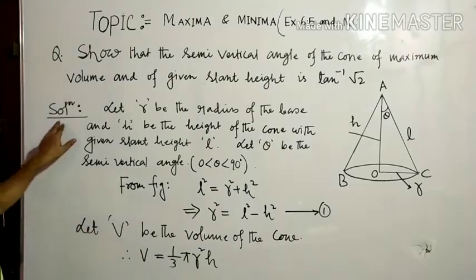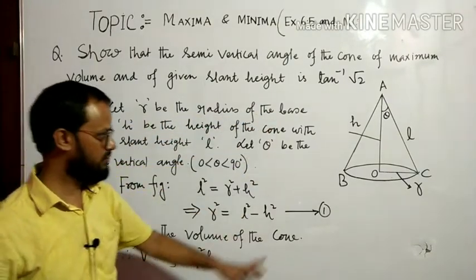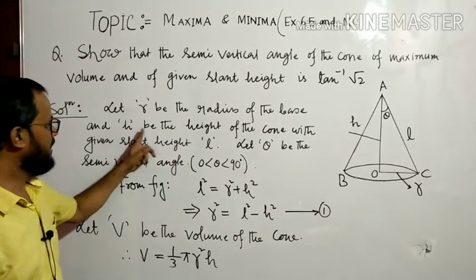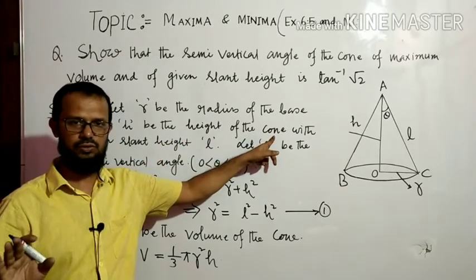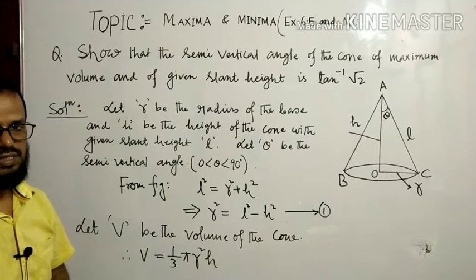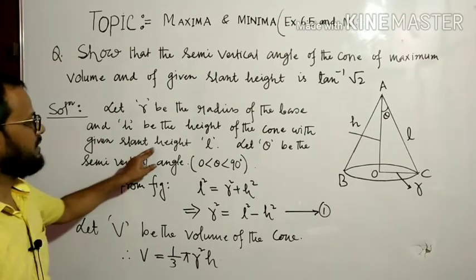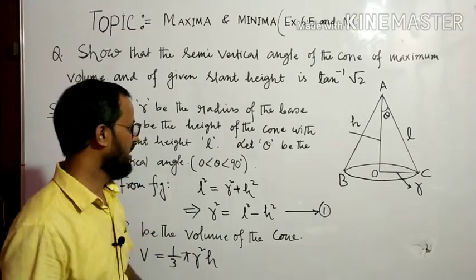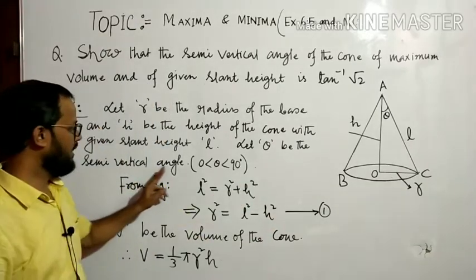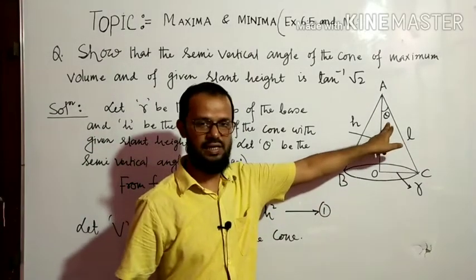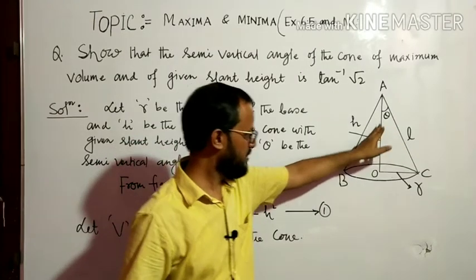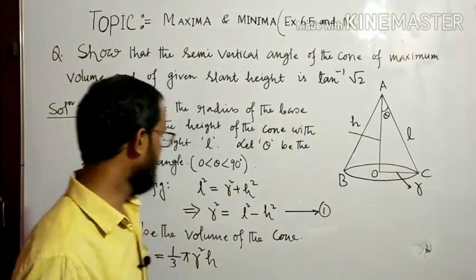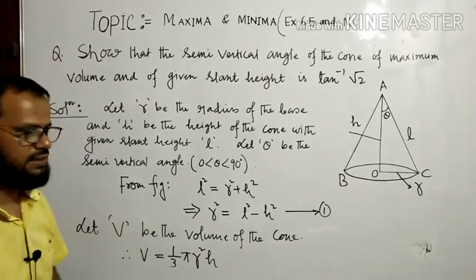Suppose let r be the radius of the base, this is r, OC, the radius of the base of the cone, and h be the height of the cone, with given slant height. Very important: given means it is fixed. Given slant height L is fixed, and let theta be the semi-vertical angle. Theta is always less than 90 degrees, because in this right angle triangle it is an acute angle, but greater than 0 degrees.